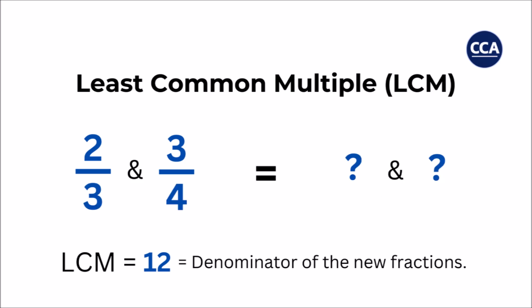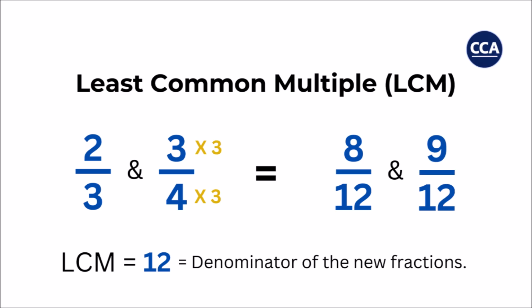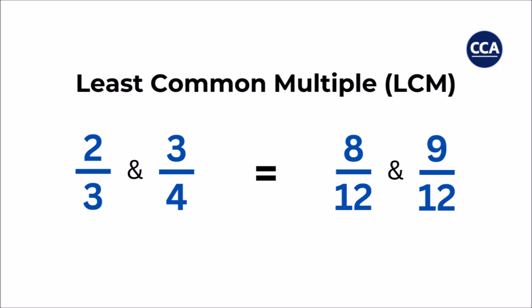Now we convert both fractions into equivalent fractions with denominator 12. To change 2/3 into a fraction with denominator 12, we multiply the numerator and denominator by 4. 2 times 4 equals 8, so the new fraction becomes 8/12. Now convert 3/4. To make the denominator 12, we multiply the numerator and denominator by 3. 3 times 3 equals 9, so the new fraction becomes 9/12. Now both fractions have the same denominator. So the new fractions are 8/12 and 9/12.